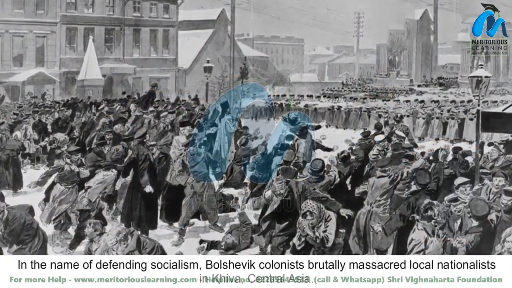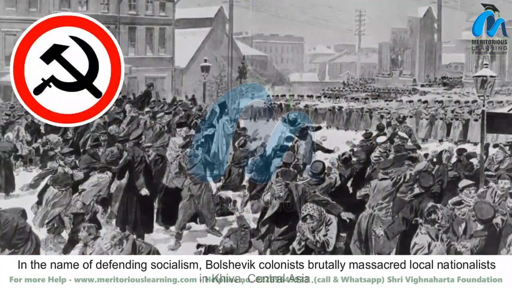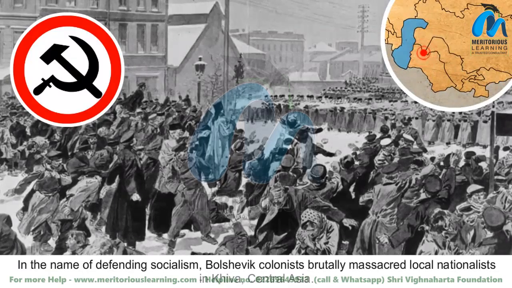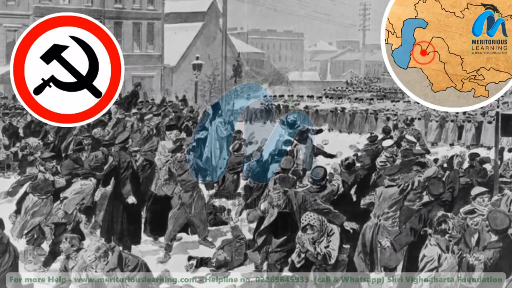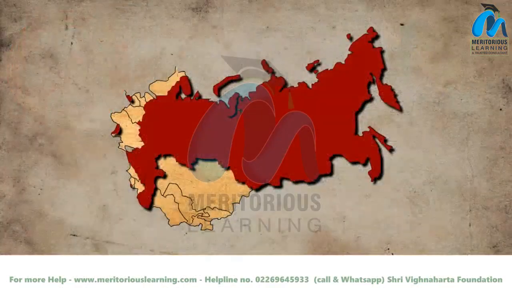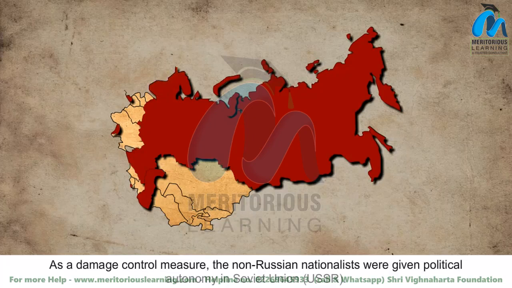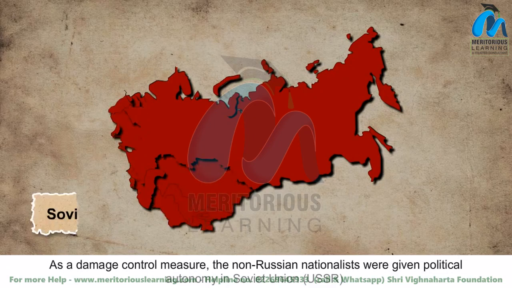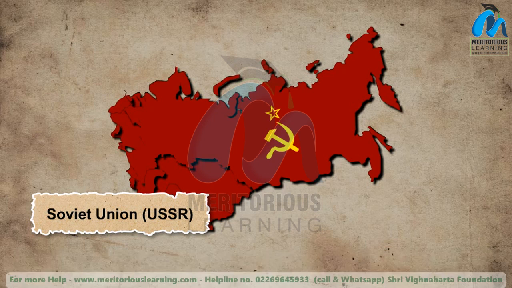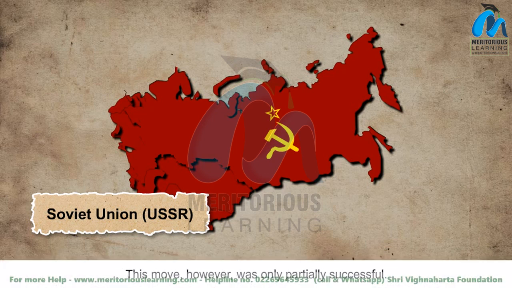In the name of defending socialism, Bolshevik colonists brutally massacred local nationalists in Khiva, Central Asia. It made the Bolsheviks unpopular. As a damage control measure, the non-Russian nationalists were given political autonomy in the Soviet Union, USSR. This move, however, was only partially successful.